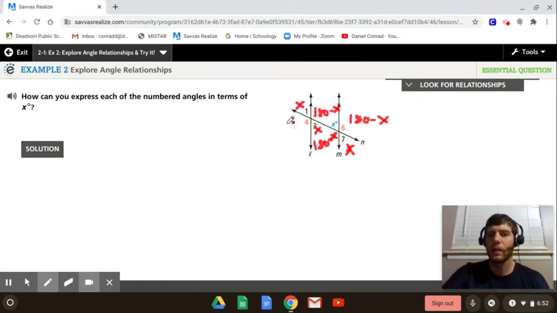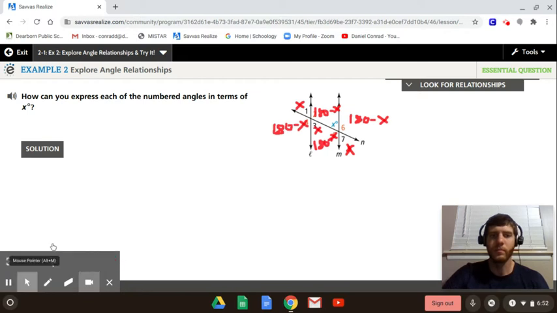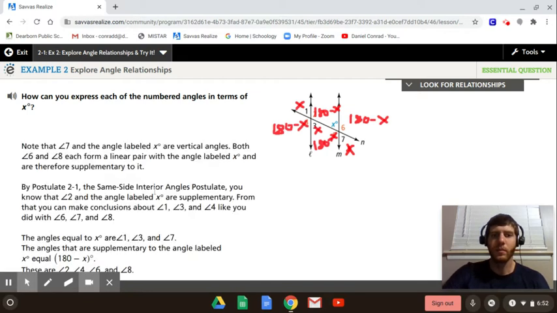So angle 3 is going to be x. And then the measure of angle 4 is also going to be 180 minus x, because vertical angles are congruent. Okay. This is probably one that would have made more sense if you read through theirs. But there's example 2.